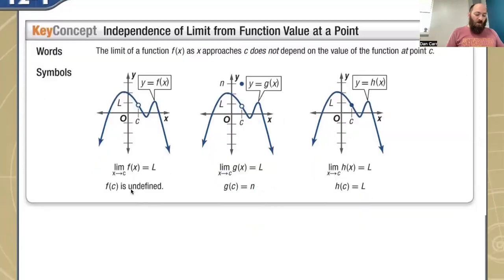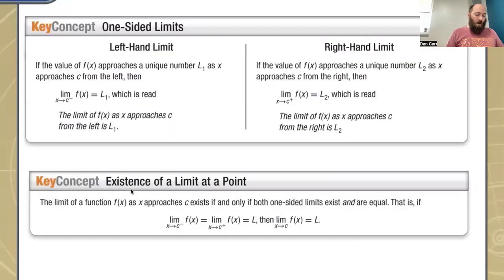All right. So that leads me to talking about left-hand and right-hand limits. When we talk about left-hand and right-hand limits, we notate them a little bit differently. When I say x approaches c with a little negative sign, that is saying that I'm approaching it from the left. When I have a little positive symbol after the number, I'm reading that as the limit of f of x as x approaches c from the right.